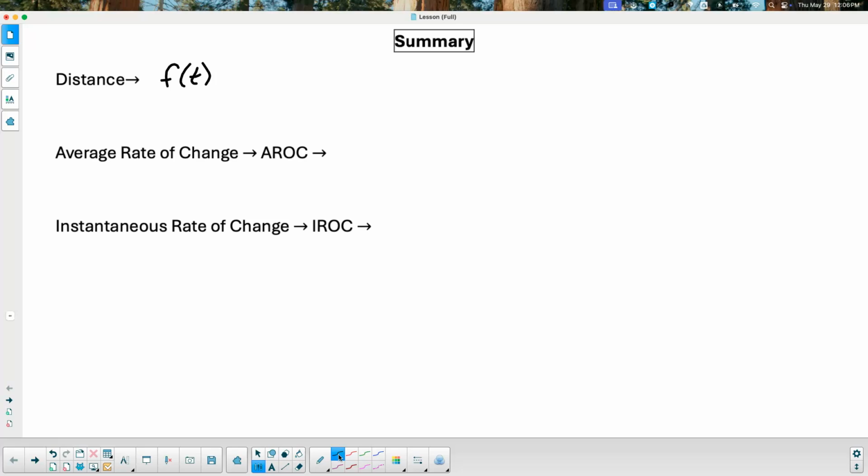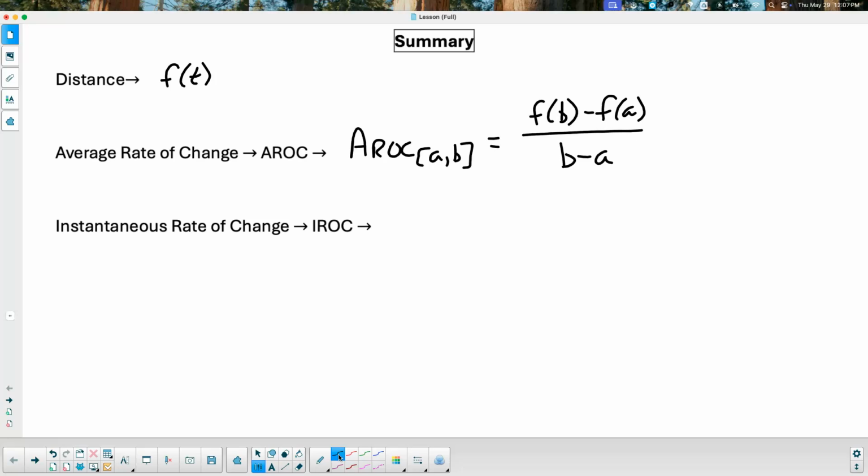And then the other thing that we can do is an average rate of change over a certain amount of time. And so we said, this was way back on Tuesday, that the ARoC for a certain length of time, and I think we called it A to B, was equal to f of b minus f of a all over b minus a. The difference quotient is what we call that. And we said that that's how we find the average rate of change. Okay? And you'll use that a lot.